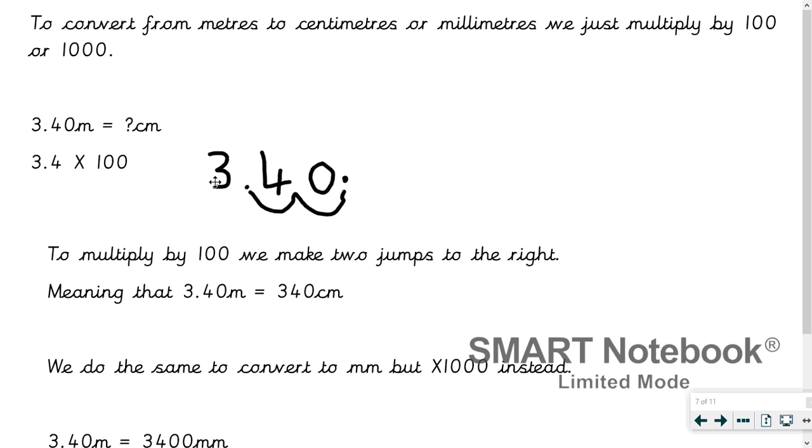So 3.4 times by 100. I'll put my decimal point in, which is in the middle of 3.4, and then by 100, there's 2 zeros, 2 jumps. 1, 2, the decimal point goes there. We don't need to write any zeros after the decimal point, because that could go on for ages. We just write 340. So 3.40 metres equals 340 centimetres.